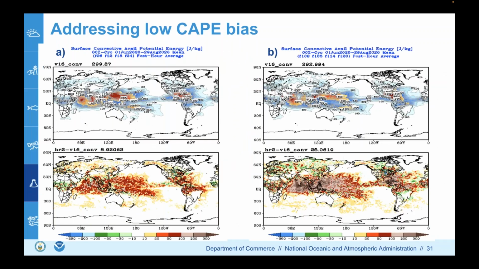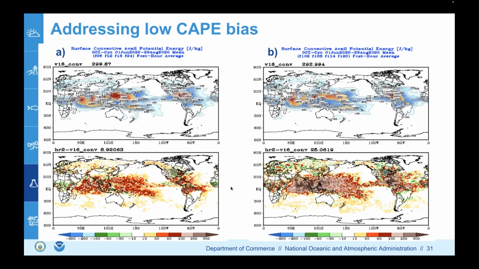This is the CAPE. So basically the left panel here shows CAPE, and this is the HR2 minus the V16Conv experiment at early forecast times, and this second panel is at later forecast times. So you can see a kind of similar story. We do see enhancement of CAPE in the tropics, and this enhancement is larger at later lead times.